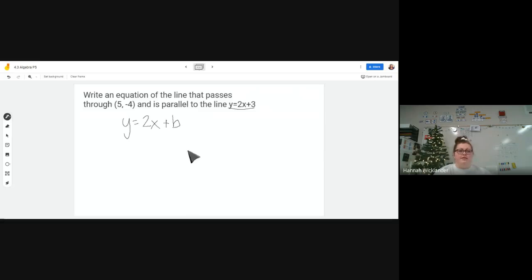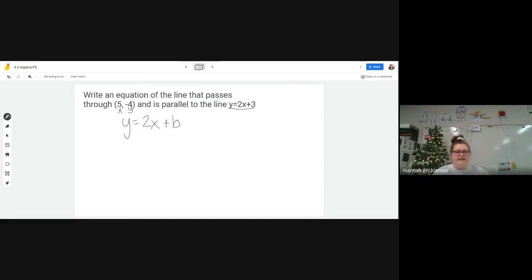Like we did before, when we had 2 points, we solved and found the slope, and then we plugged in one set of points to find the b. So I'm going to do that again. I'm going to plug in 5 and -4 to this equation to solve for b. So what goes where y is, 5 or -4? Close. So this is my x and this is my y.